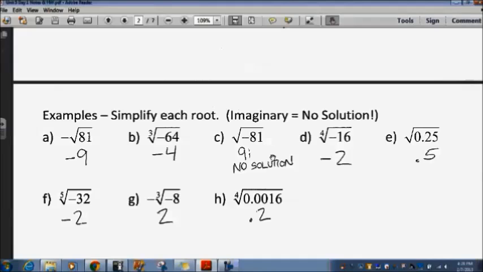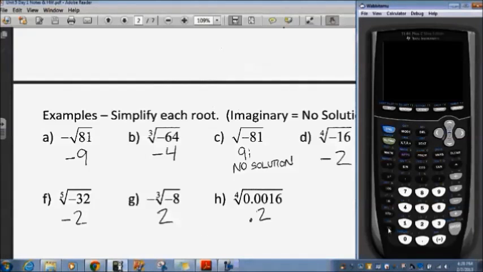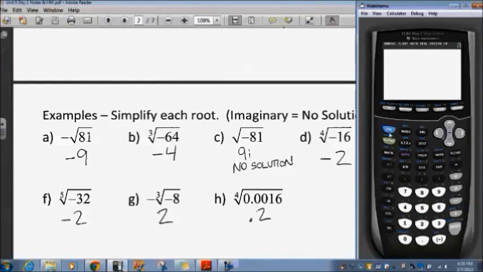Because if you punch that in on your calculator, well, let's just do it and let's see what we get. Okay, let's punch in the square root of negative 81. Error, a non-real answer. So that's why if you get imaginary, it's no solution.